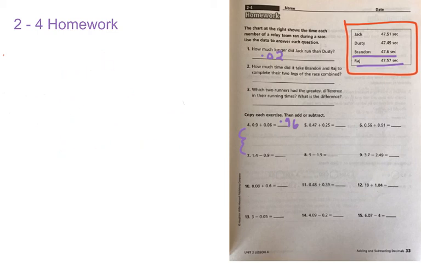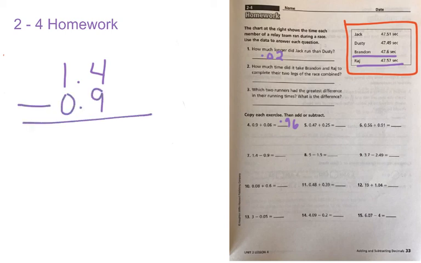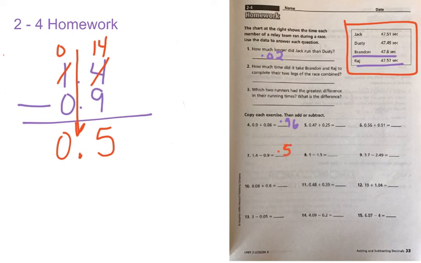And again, the most important thing is to make sure that you're lining them up. So let's look at number 7. Number 7 says 1 and 4/10, or 1.4, minus 0.9, or 9/10. Okay, you cannot take 9 away from 4, so in this case we're going to have to borrow. The 4 becomes a 14, the 1 becomes a 0. Bring down that decimal, line it up. 14 minus 9 is equal to 5. And 0 minus 0 is equal to 0. So your answer for number 7 is 5/10, or 0.5.